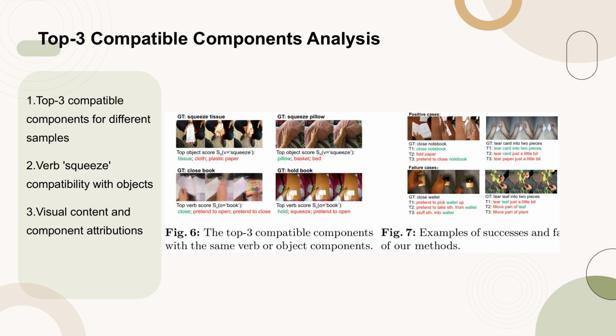For instance, when the verb is squeeze, the compatible objects for the first sample are cloth and paper, which are visually relevant and compatible with squeeze. In the second sample, the model identifies different objects, where the basket, though not visually present, is compatible with squeeze, and the bed, though visually close, is not combinable with squeeze. This demonstrates the model's capability to assess component compatibility based on both visual content and component attributes.